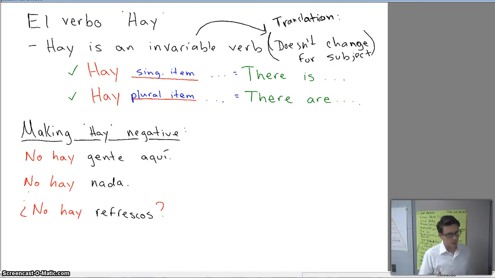Right? So it doesn't matter whether we use a singular object, singular item, or a plural object or item. The translation, the way we interpret the use of hay, is going to remain the same. We will always use hay. It will never change for subject. All right? We'll go over those negative ones again. No hay gente aquí. No hay nada. No hay refrescos. And notice that the no goes before the verb. That is always the case.